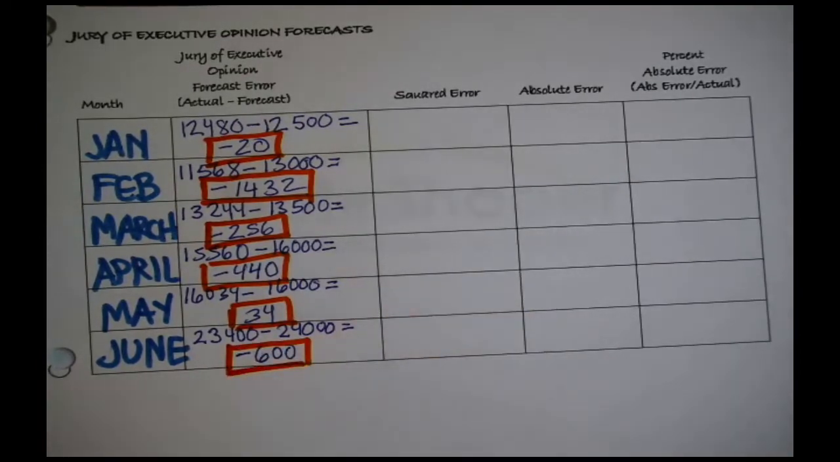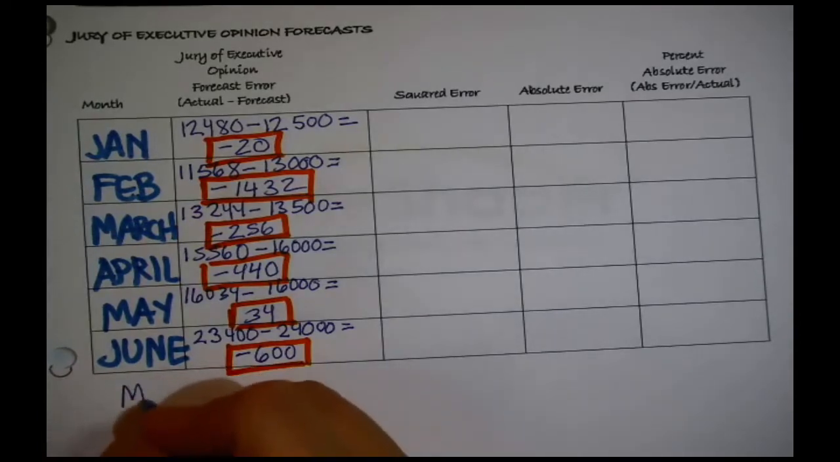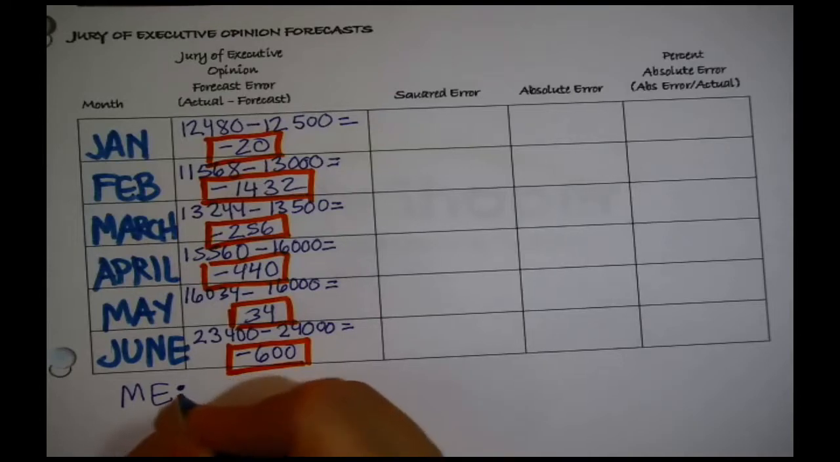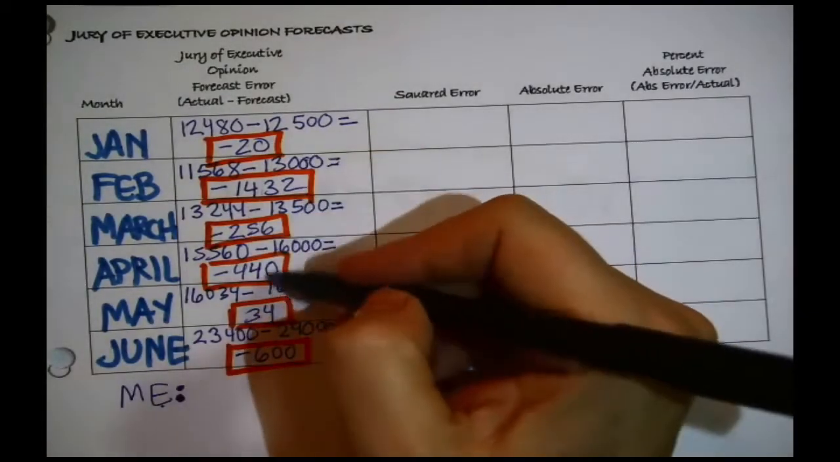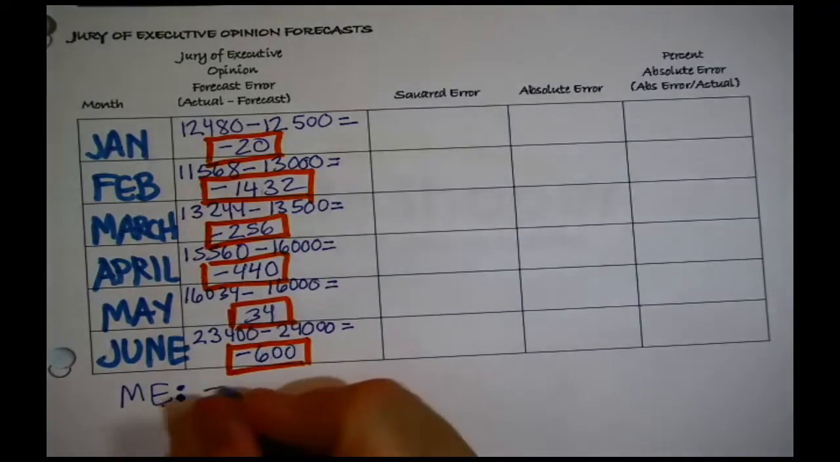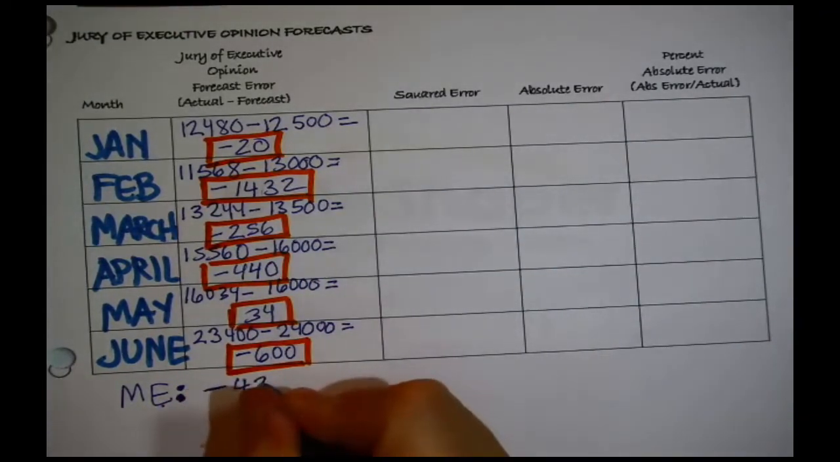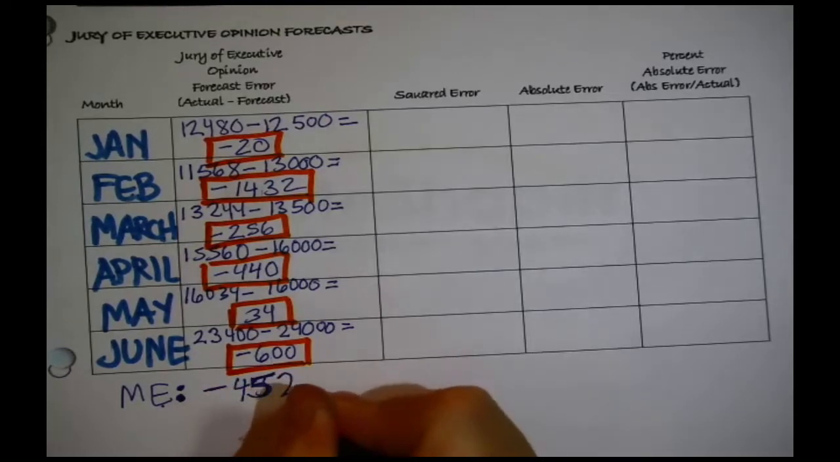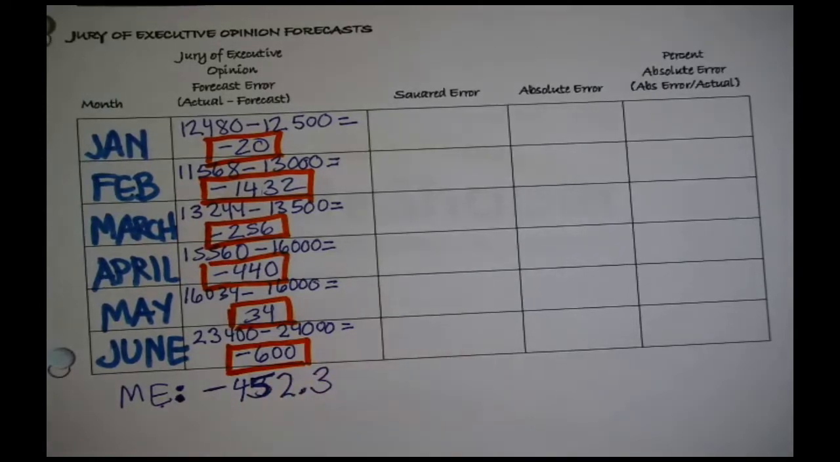Our first error measure, it's actually a pretty bad measure of accuracy, but nonetheless, mean error, you just average those. I averaged those and I get a negative 452.3 as the mean error.